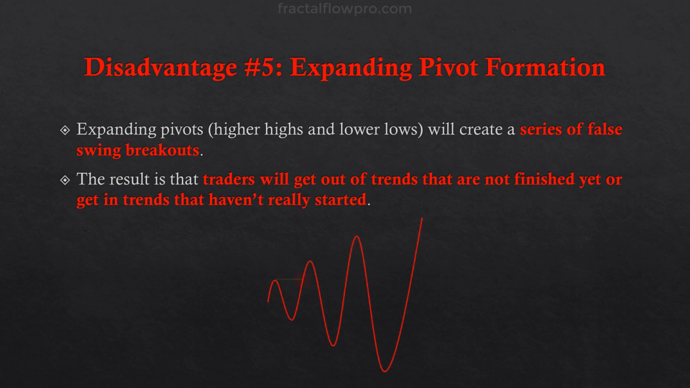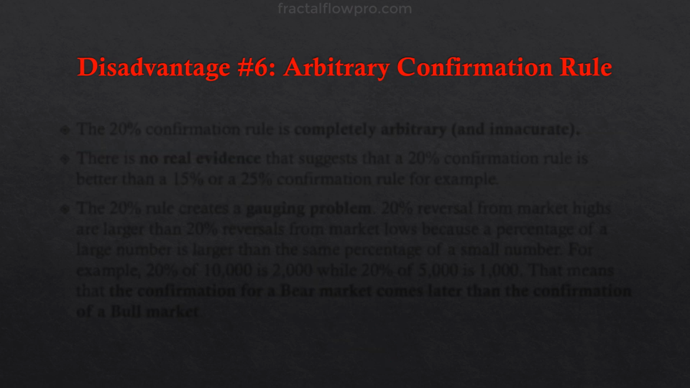In this illustration, you can see how the creation of alternating swing breakouts will generate a cascading effect of false signals that will greatly diminish the effectiveness of the Dow theory as far as reversal signals go. Dow theory enthusiasts will claim that the reversal signal should be confirmed with the 20% rule. And here lies yet another problem. The 20% confirmation rule is completely arbitrary.